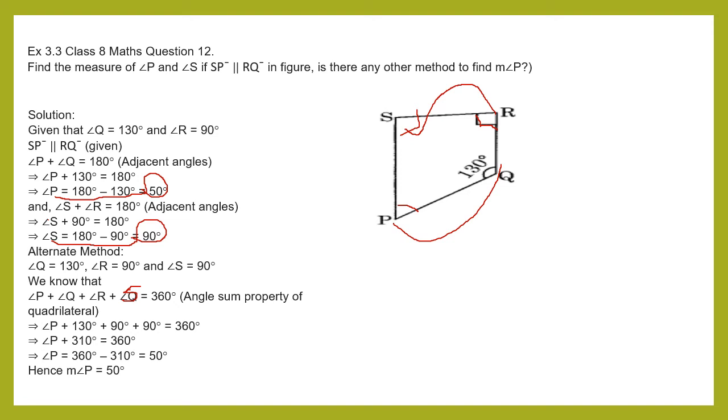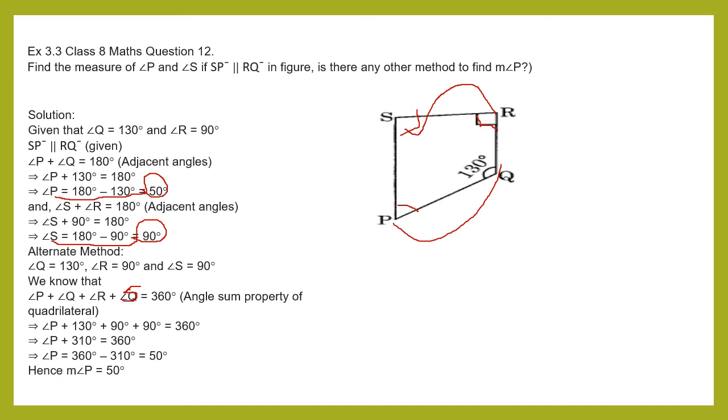Now let us come to another method, the alternate method. Angle Q is 130 degrees, angle R is 90 degrees and angle S is 90 degrees. We know that angle P plus angle Q plus angle R plus angle S equals 360 degrees, because the sum of all the interior angles of a quadrilateral is always 360 degrees. Angle P plus 130 degrees, plus 90 degrees, plus 90 degrees equals 360 degrees.